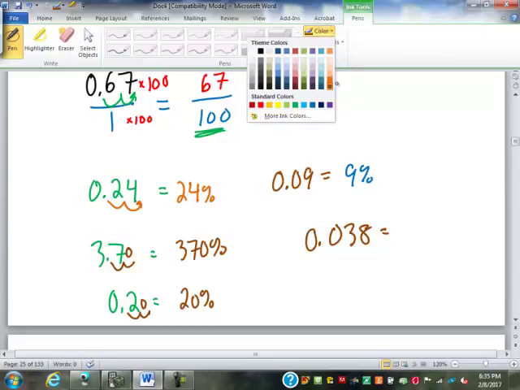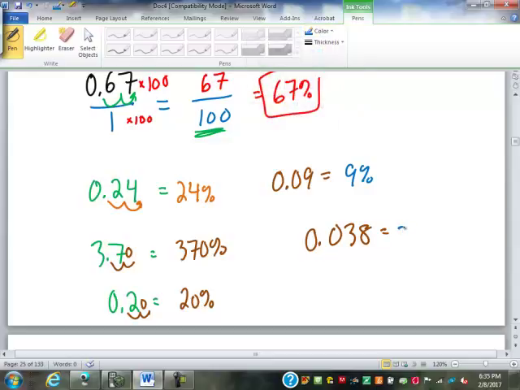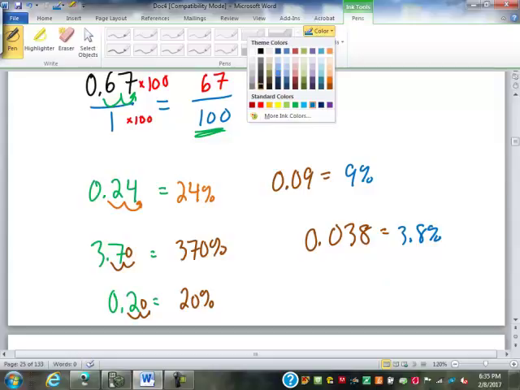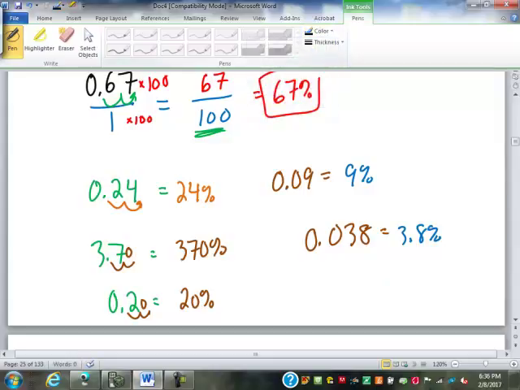0.038. 3.8%. Good. So going from a percent to a decimal to a percent is not too bad.